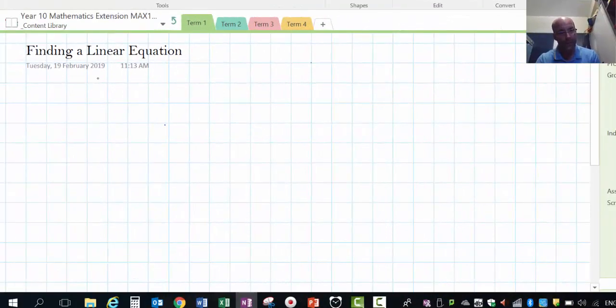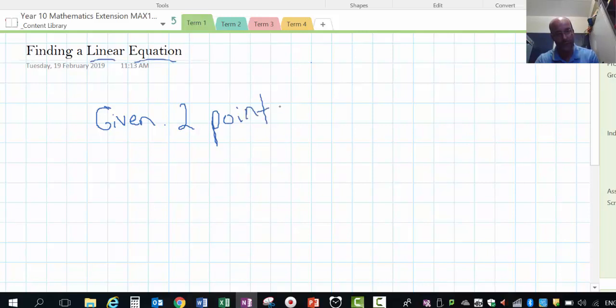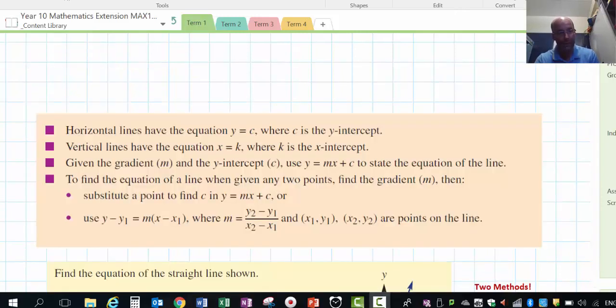So we're going to look at finding a linear equation given certain information, and in particular given 2 points, so we can come up with the equation for a straight line or a linear equation given 2 points. Let's see how that's done. Firstly, you just need to remember a few things from your previous work.